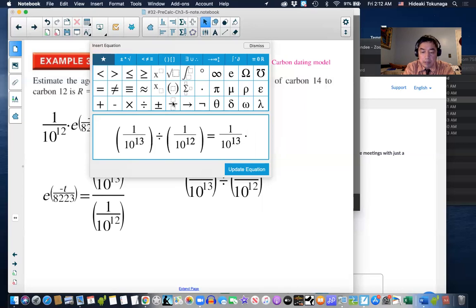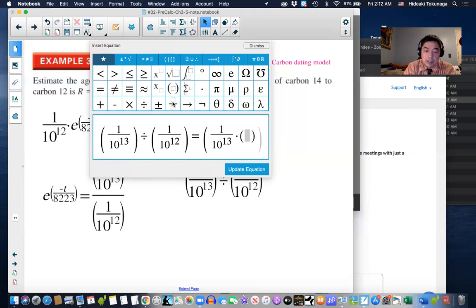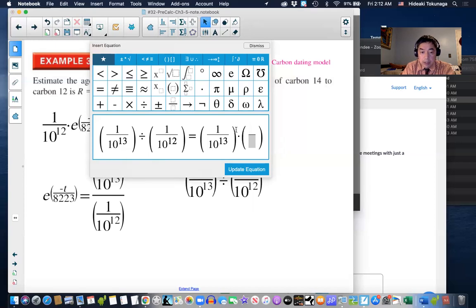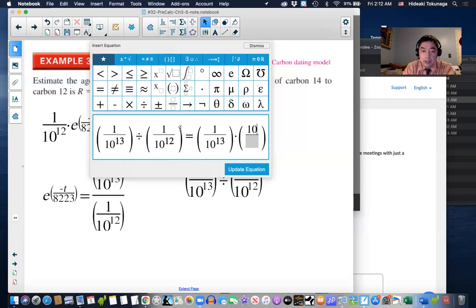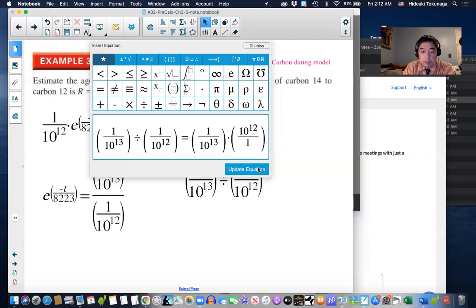This time it is times the fraction. Then I use the same thing over here. Not the fraction, the parenthesis. So it's going to be the reciprocal, right? So this is the reciprocal of this: 10 to the 12th power over 1.